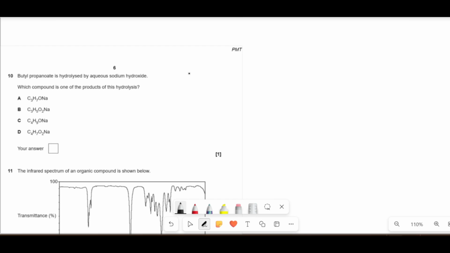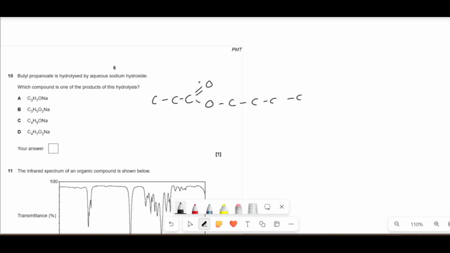Now it says butyl propanoate is hydrolyzed by aqueous sodium hydroxide. What is one of the products? So propanoate means that was propanoic acid originally. So 1, 2, 3, propanoate, O, and then butyl is where the alcohol must have come from. 1, 2, 3, 4. But I don't really care about that. That's what the carboxylic acid derivative was because you can see the ester link here.